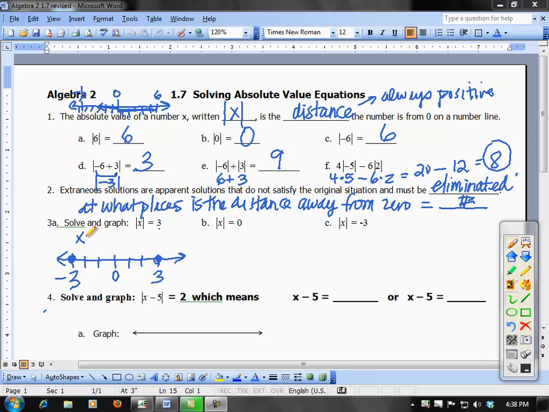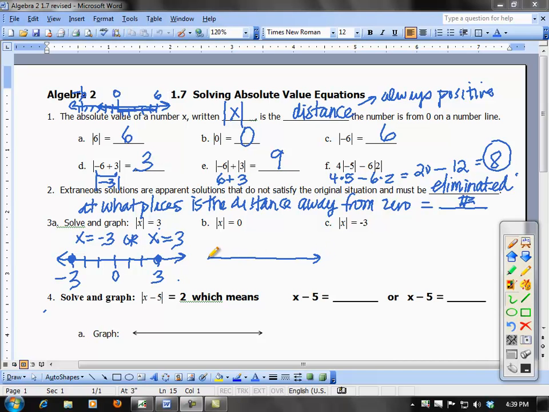Therefore, my two solutions are x equals -3, or, because they're separate, x equals +3. Now, you're saying, wait a second, every other time we've solved an equation, we've only gotten one solution. Because absolute value is a distance, we are going to have two solutions because you can go to the left and you can go to the right. Okay? Now, let's talk about the second one.